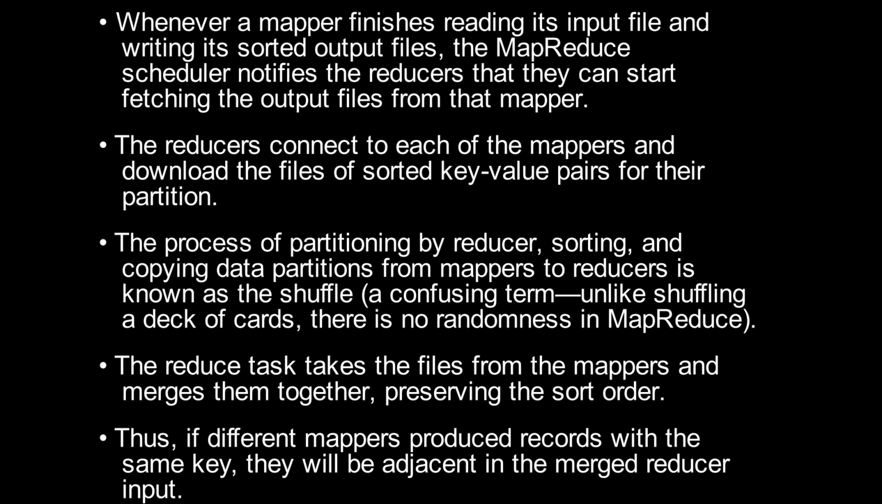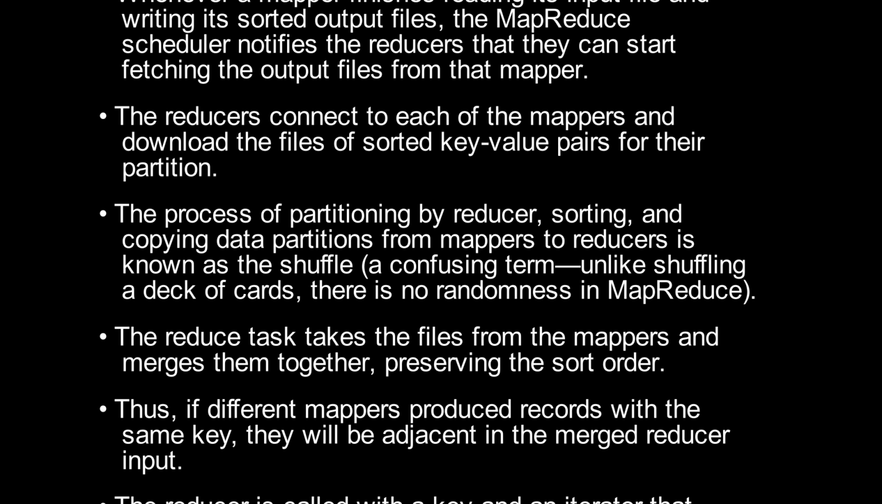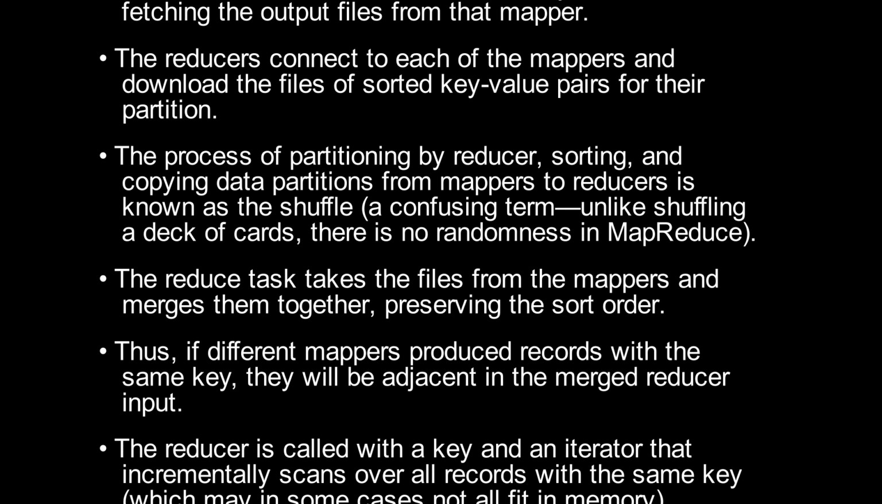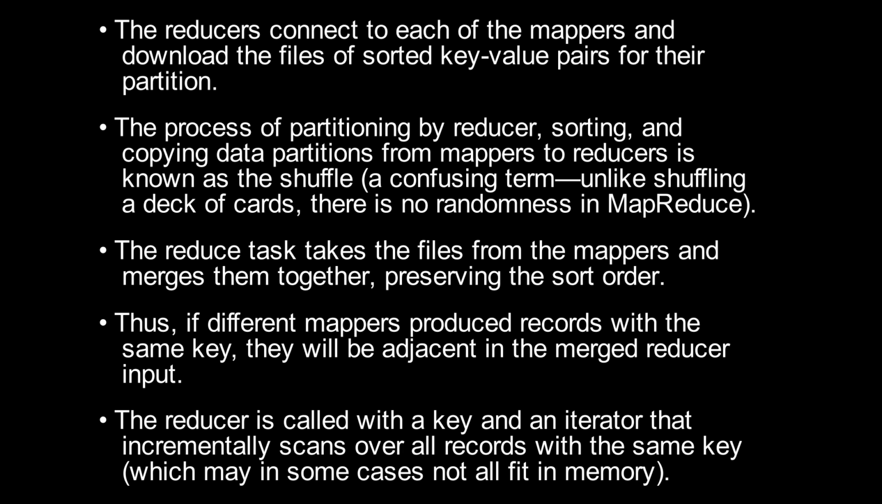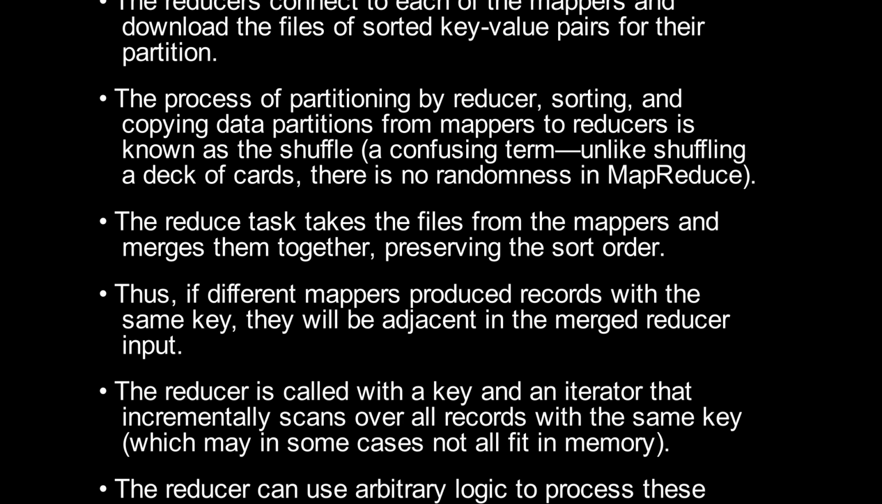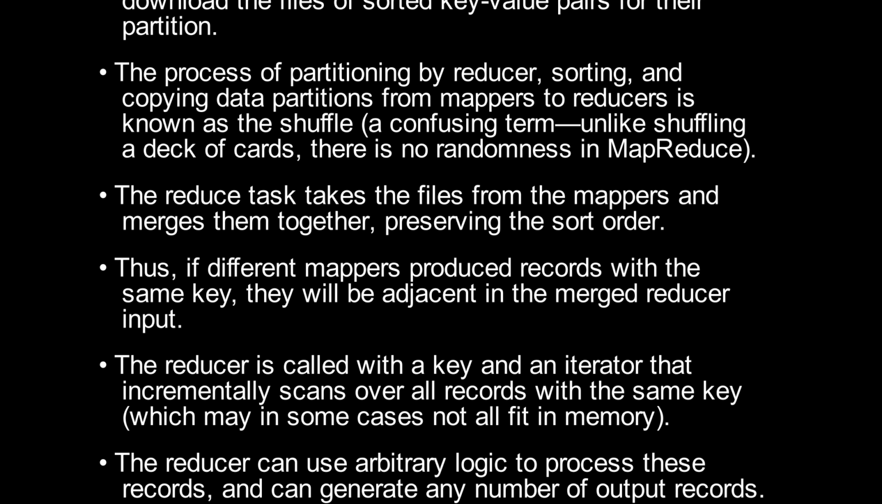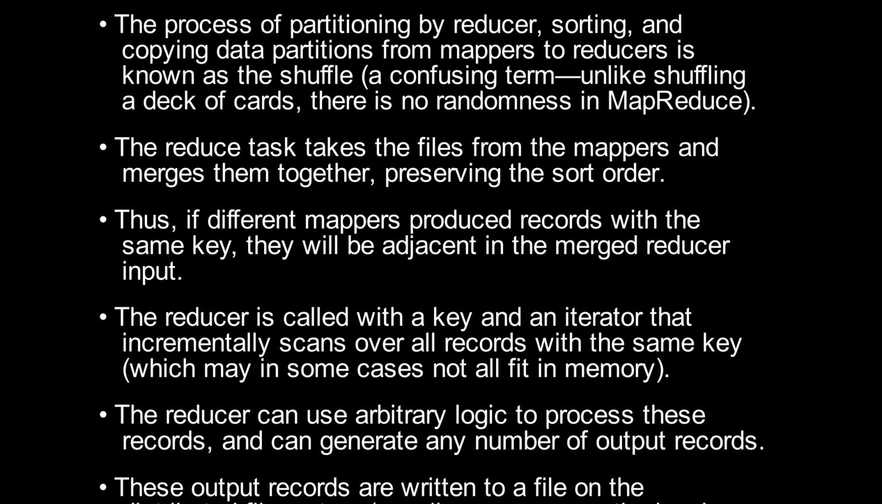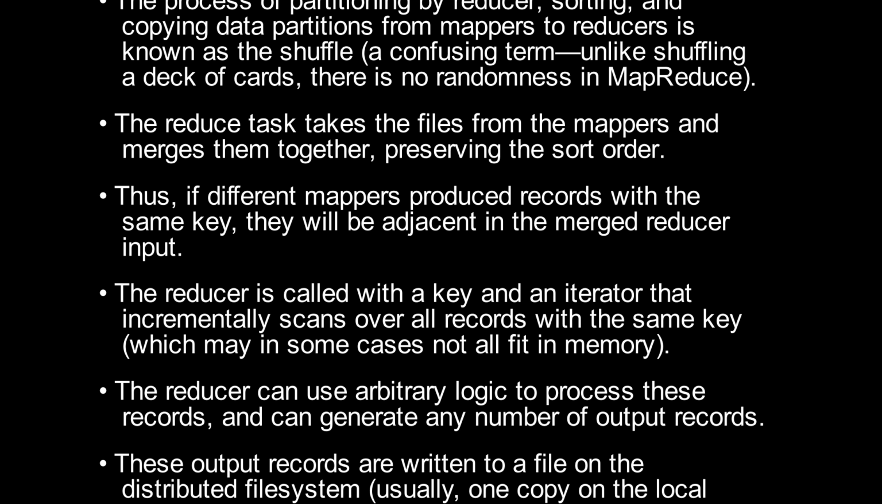The reduce task takes the files from the mappers and merges them together, preserving the sort order. Thus, if different mappers produced records with the same key, they will be adjacent in the merged reducer input. The reducer is called with a key and an iterator that incrementally scans over all records with the same key, which may in some cases not all fit in memory.